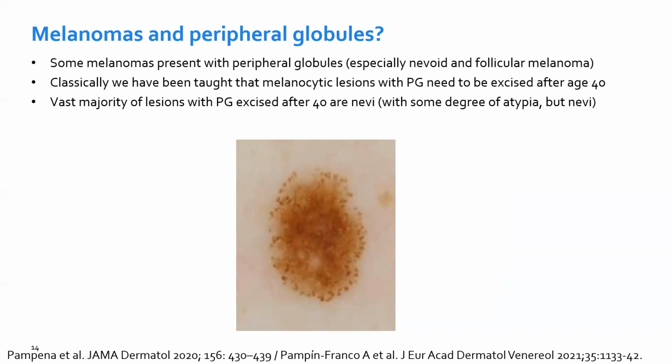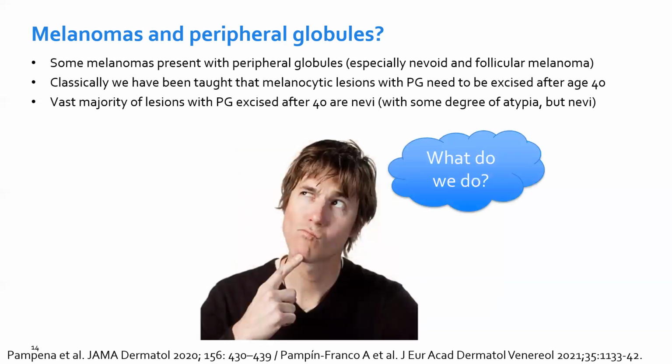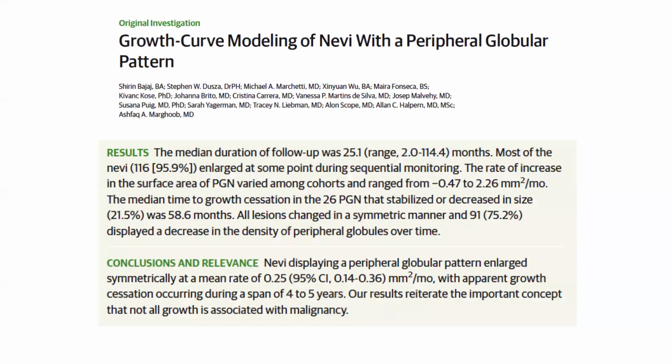So which peripheral globules are relevant for melanoma? What do we do in these cases? In this sense, this group from Memorial Sloan Kettering studied the growth of nevi with peripheral globules in order to see if there were any differences with melanomas. They only studied nevi, and what they could see is that the growth of nevi with peripheral globules ranged from 0.4 to almost 2.3 millimeters per month, and that these lesions continued to grow up to almost 60 months.